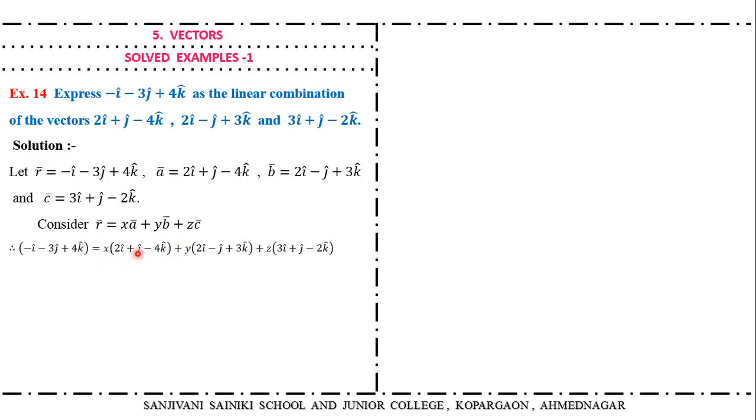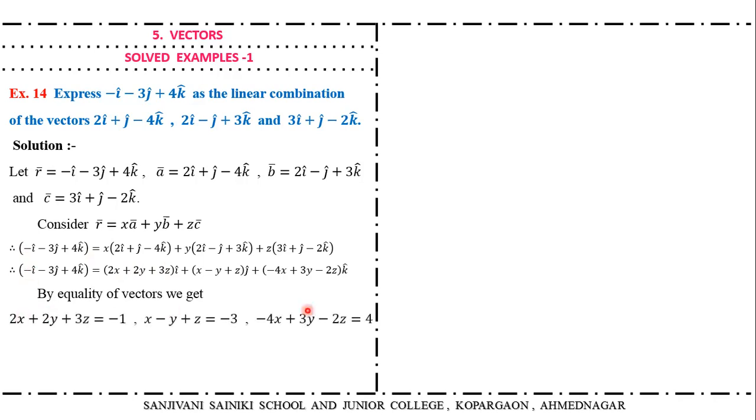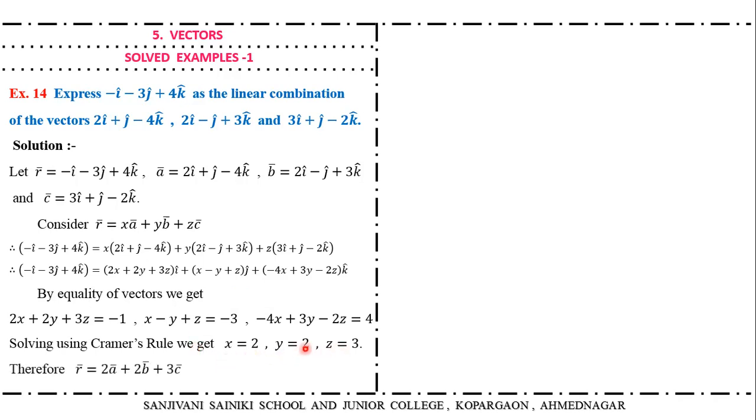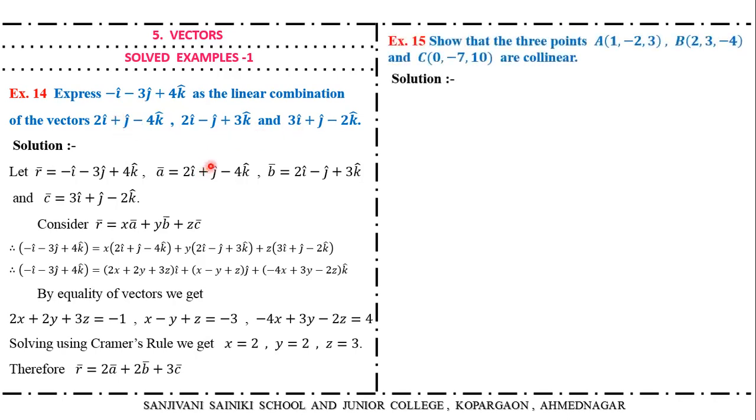Put the corresponding vectors in this. Multiply the first vector by x, second vector by y, third vector by z, collecting the coefficients of i cap, j cap, k cap, then equating the two vectors. Now for equality of the vectors, the component of i cap must be equal to the component of i cap. So we get three equations. Solving by Cramer's rule, by inversion method, by reduction method, any method that you know, we get x is equal to 2, y is equal to 2 and z is equal to 3. That means we have expressed the given vector using the vectors a bar, b bar and c bar.